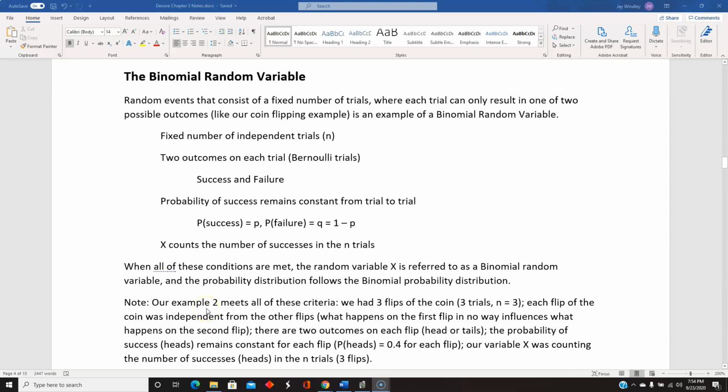So just to run through that with our coin flipping example, our coin flipping example had a fixed number of trials. We were flipping the coin 3 times. Each of those trials, each flip of the coin, had two outcomes, heads and tails. And I'm referring to heads as success because in that example, we were counting the number of heads. The probability of success remains constant from trial to trial. For every flip of the coin, the probability of success was 0.4, and we were counting the number of heads. So coin flipping, and counting heads or counting tails, is like the quintessential example of binomial.